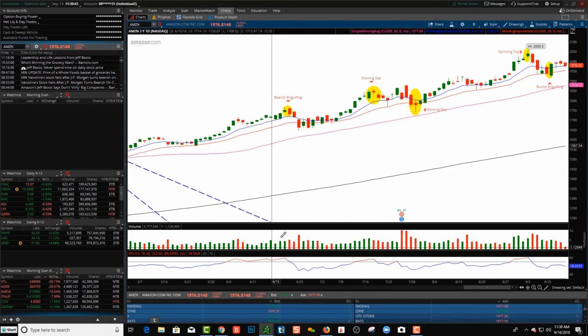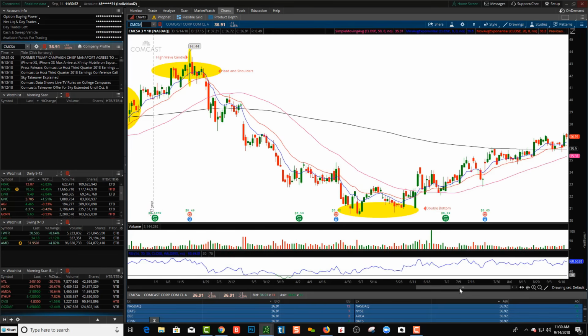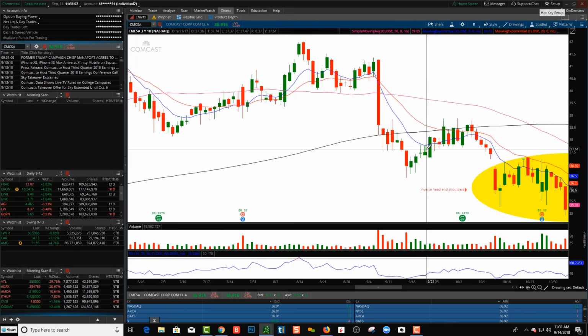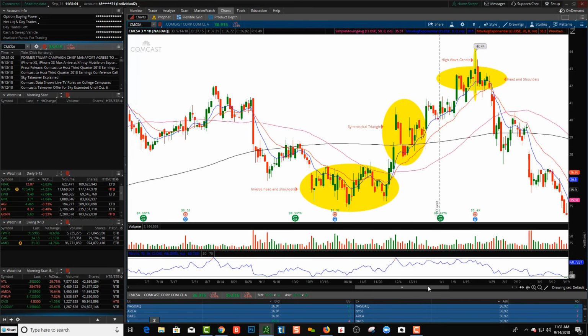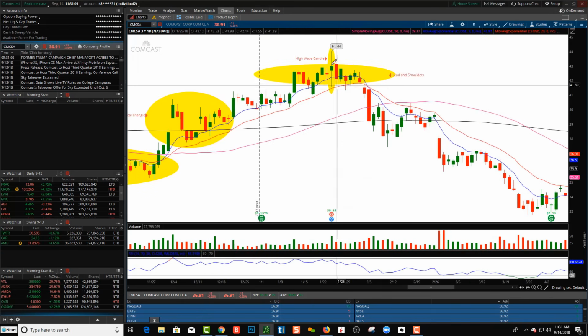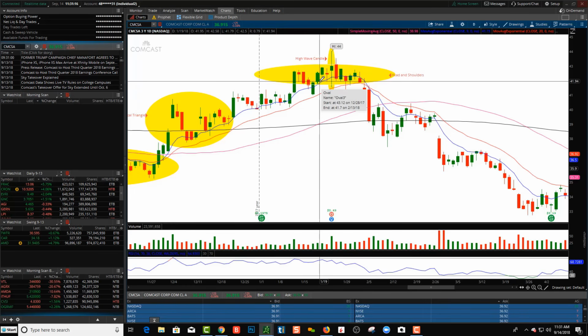All right. So I'll show you a few more here. We'll look at Comcast, CMCSA. Again, there are lots of patterns, but I just want to show you guys some of the common ones. Let's start with Comcast. See this big, crazy looking, ugly green candle? It's got a bigger real body and these long wicks and shadows. These are nasty, high wave candles.